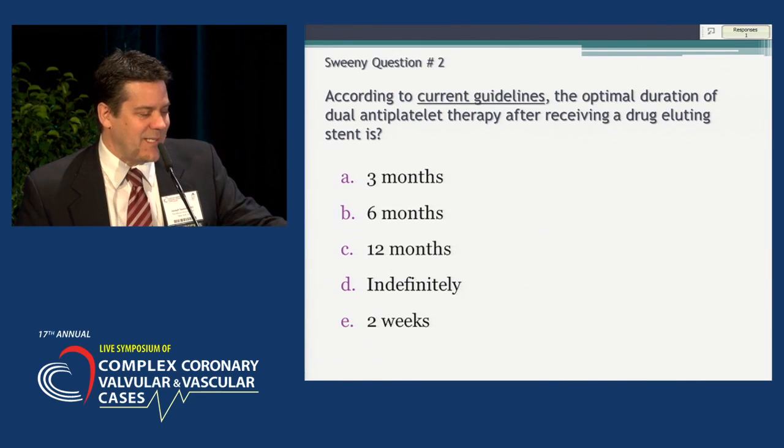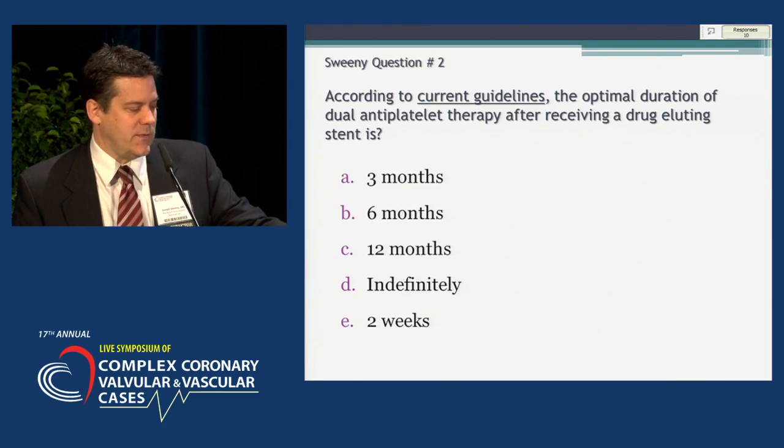Okay, according to current guidelines, the optimal duration of dual antiplatelet therapy after receiving a drug-eluting stent is?